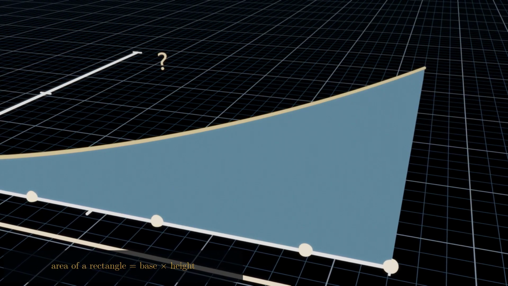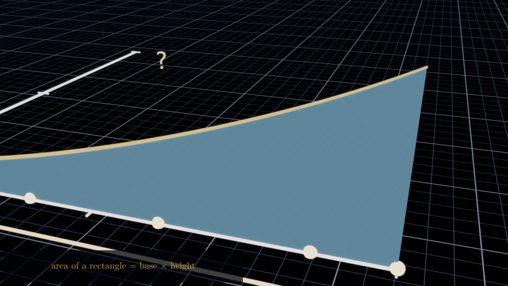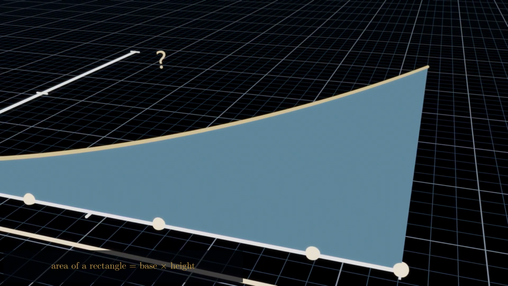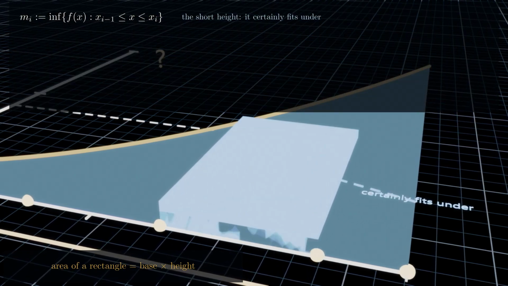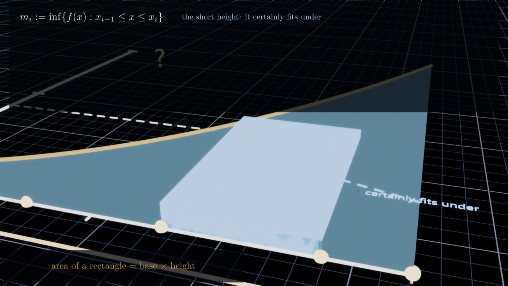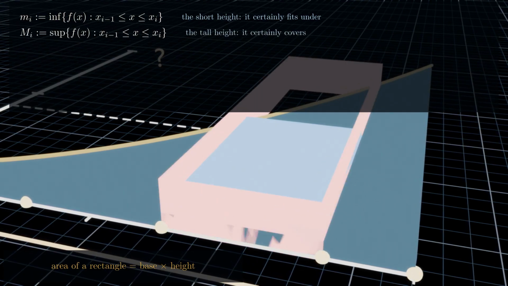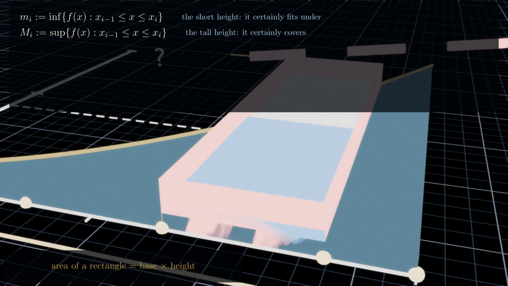So we refuse to choose. We take the 2 extremes, the only heights with guarantees. On each strip, the smallest height the curve reaches. That short, a rectangle cannot poke out anywhere, so it certainly fits under. The largest height, that tall, it certainly covers. Now every rectangle carries a promise.